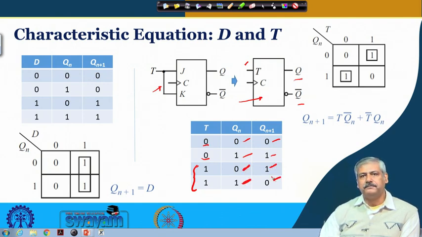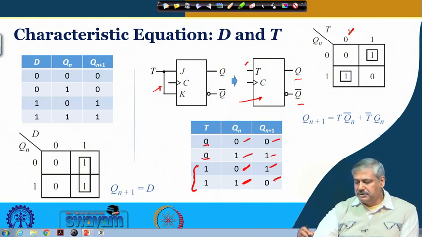Is it fine? Right. If you try to get a characteristic equation out of it, the minimized expression, we can see for T equal to 0, the previous value is retained. So 0 is 0, 1 is 1, and T is equal to 1.